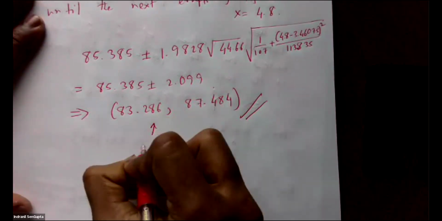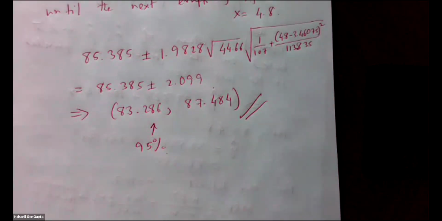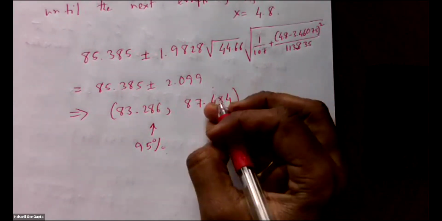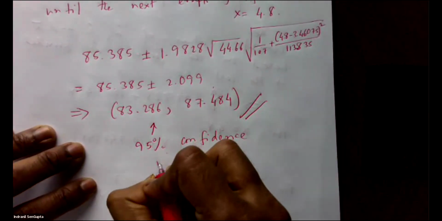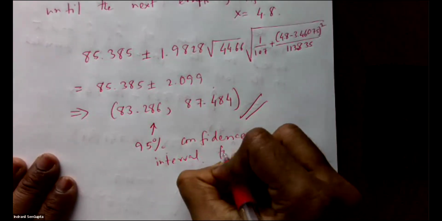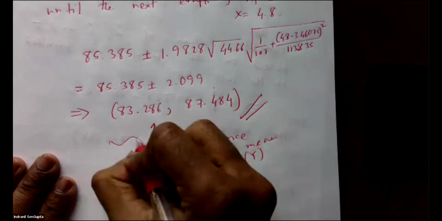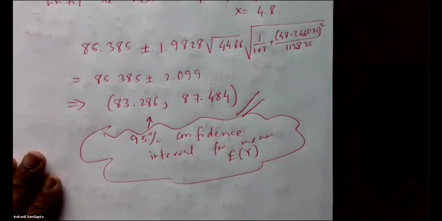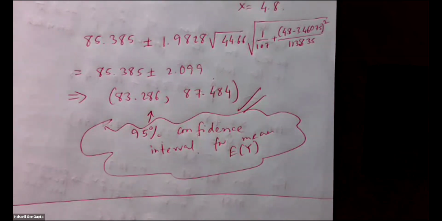Okay, so this is the 95% confidence interval for the mean that we wrote as E of y. Okay. All right. So this is how things are computed.